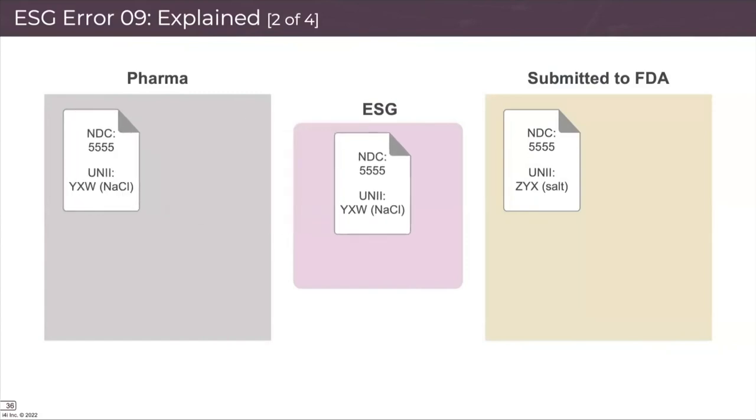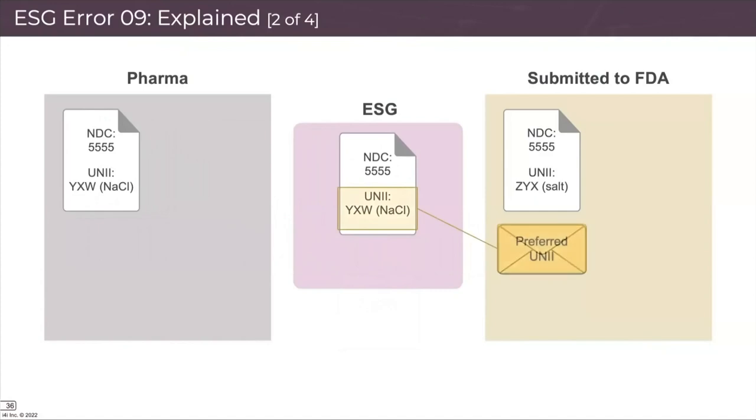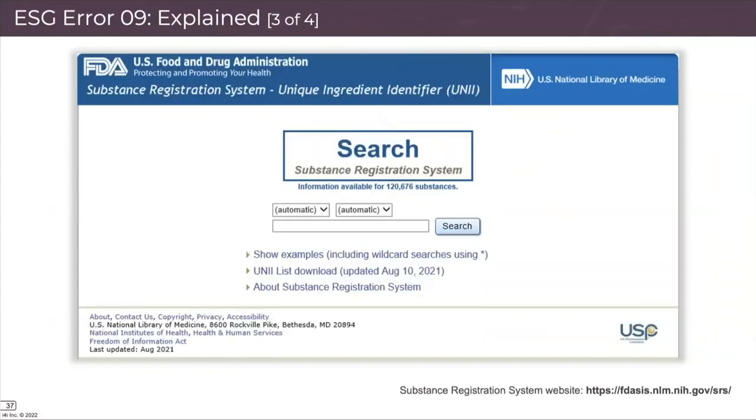So you submit your SPL document, an error report is generated. Then you submit an override request. The reason is that you're using the updated preferred UNII name from the FDA's database. And then the manual override submission should be accepted. You can check for this update on the FDA Substance Registration System for Unique Ingredient Identifier, or UNII. Simply type the name in the search box and click the search button. It will then give you a list of ingredients along with their synonyms.